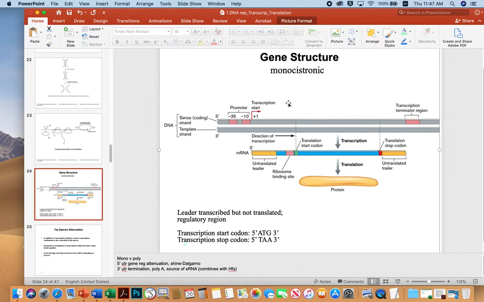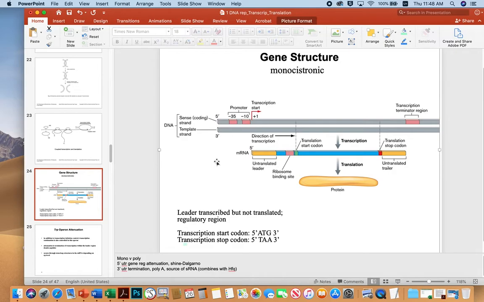The -35 and -10 regions are roughly -35 and -10. They don't occur precisely in those regions. When you analyze a bunch of different promoters, you can find homologous sequences, but they're not always precisely in those locations. So these are generalizations. The direction of transcription is indicated, proceeding downstream of the start. Here's the messenger RNA transcript after transcription.